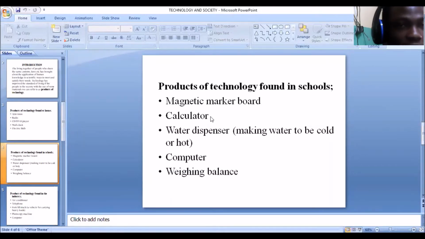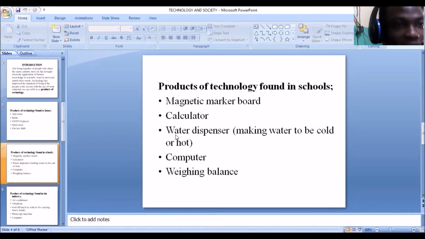Also, we have the calculator. You know that the calculator has very great importance, most especially in serious calculations, most especially in our mathematics. When you want to calculate tough mathematical questions that need vigorous solutions, you use your calculator instead of using your head to calculate large figures. The calculator is there to help us solve these problems.